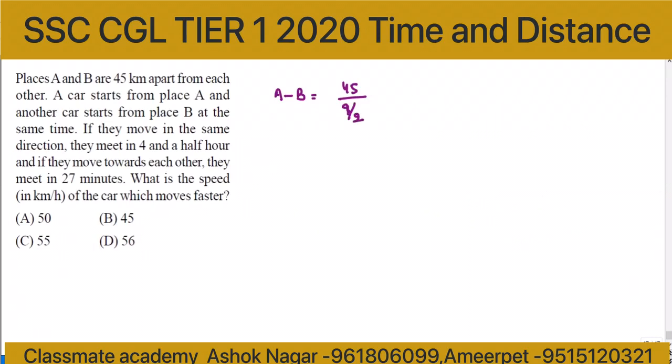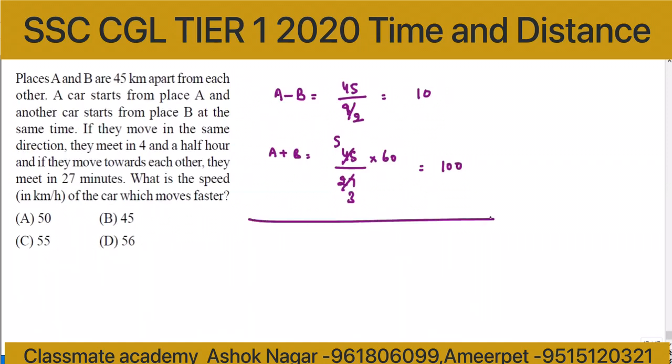If they move towards each other, they meet in 27 minutes. 27 minutes converted into hours, how much is it? 9 fives are 45, 9 threes are 27, so 3 into 20, therefore it is 100. What is the speed of the car which moves faster? Obviously, B and B you cancel. What is 2A? 110. What is A? 55. What is B? 45. The faster one is A.